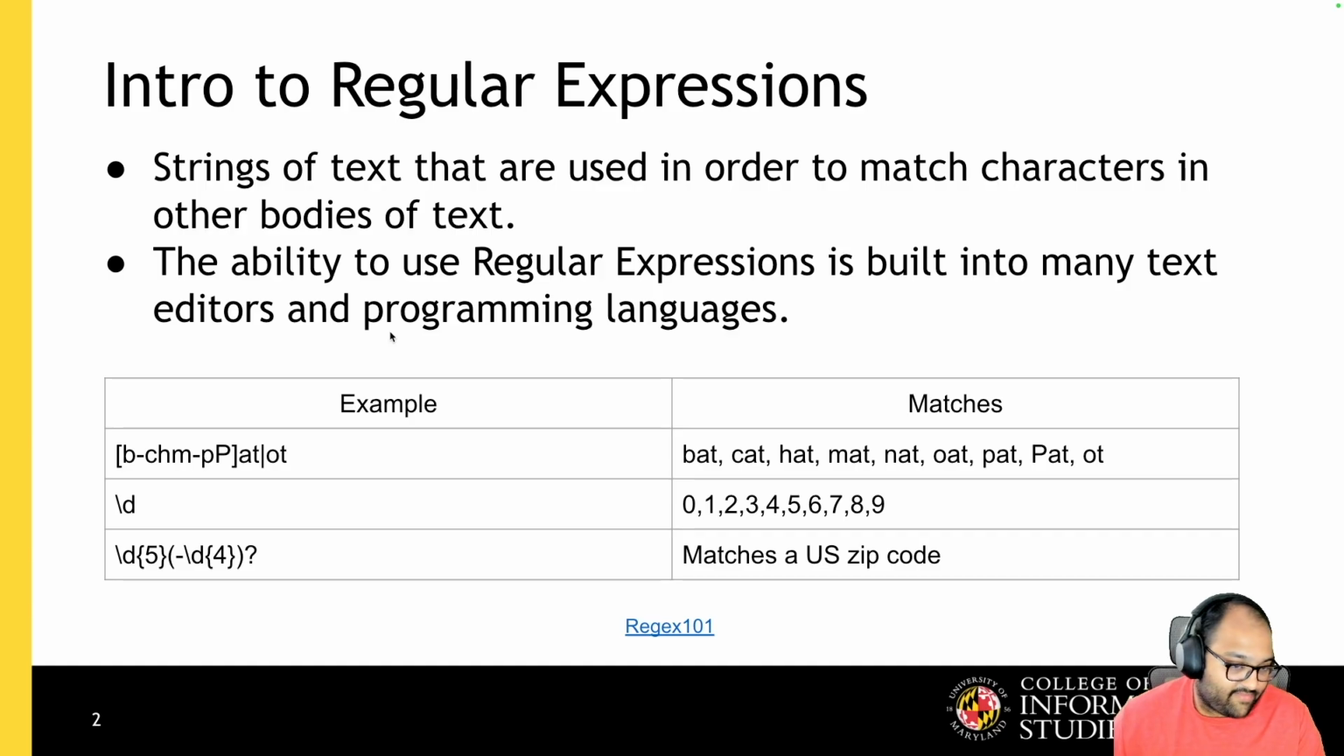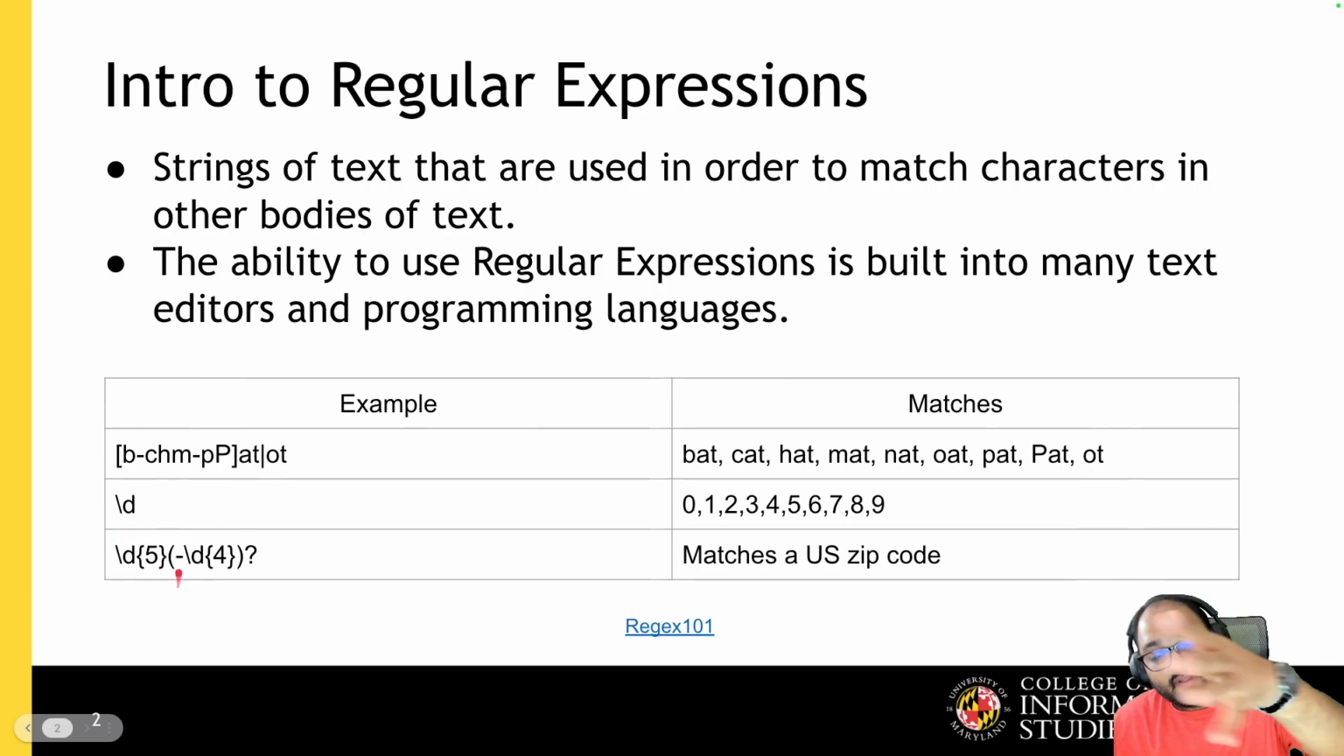So here you're going to look at this and be like, what are you showing me? I just see gibberish, right? So there's this B, C, H, M, blah, blah, blah. What this actually matches is bat, cat, hat, mat, all of these, right? So what this is saying is, check for any character with B, C, H, or M, and then a P or a capital P, and then has an AT or OT, right? Or slash D, which matches any number, and slash D5 slash D4, which basically says, like I was saying, a zip code, right? So you have 5 digits and then a -4, because the extended zip code is that, but this is optional, right?